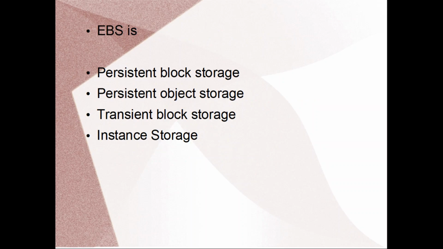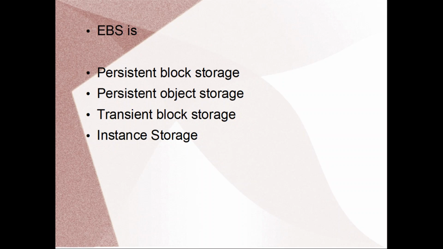So moving to my last question here in this quick 5 video. EBS is a persistent block storage, persistent object storage, transient block storage, or instance store. So EBS, if you go by name, is Elastic Block Storage. So obviously the object storage and instance store are out of the options, and I am left with persistent block storage and transient block storage.